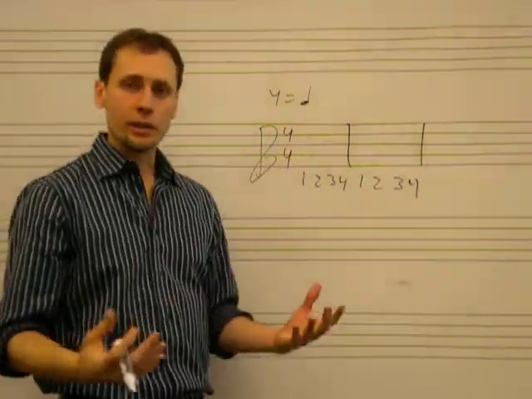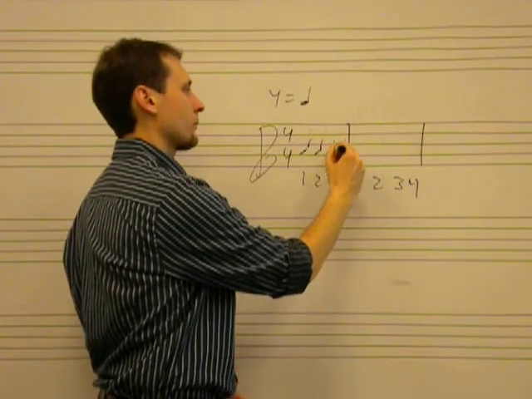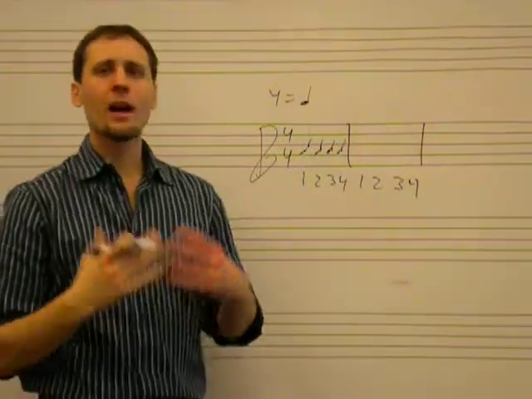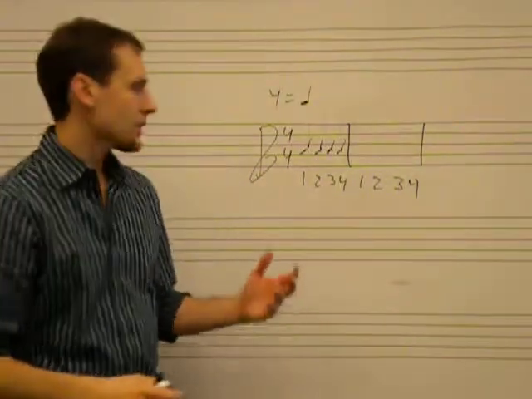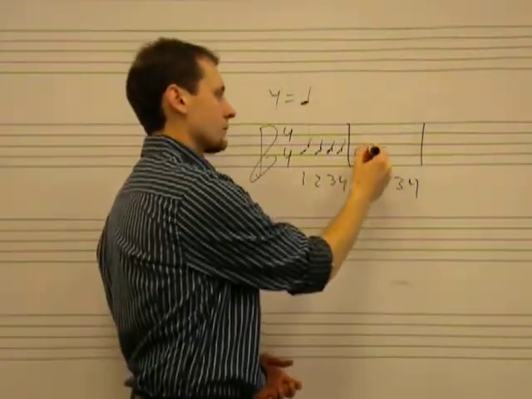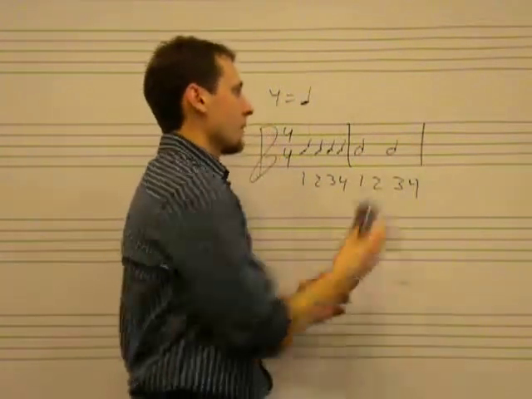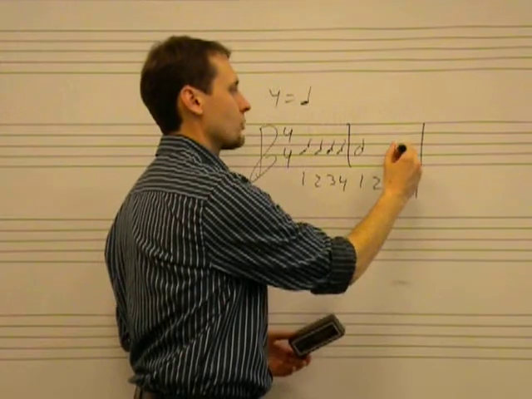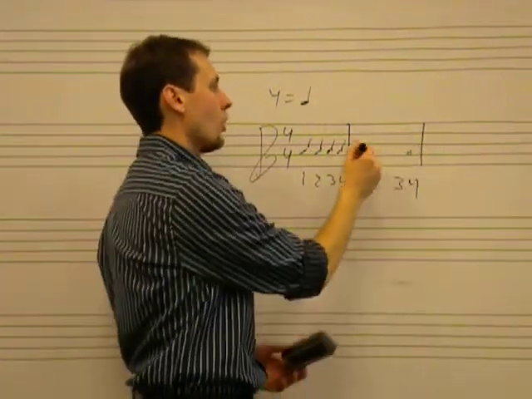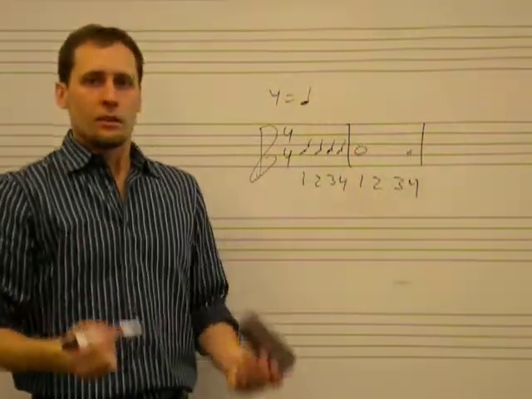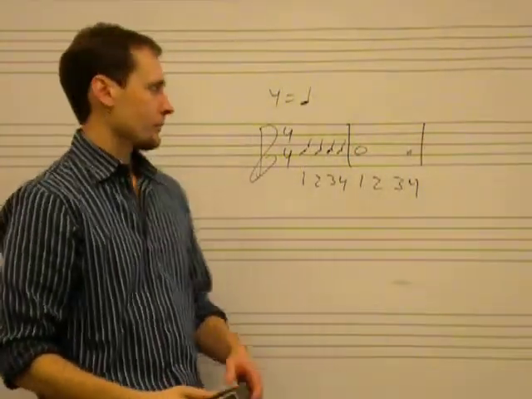Now, that can be literally 4 quarter notes, like this, or it can be a combination of notes that add up to 4. So if you think about the last lesson, that could be 2 half notes. It could also be a half note and 2 quarter notes. It could also be a whole note, or any other combination as long as it adds up to 4.